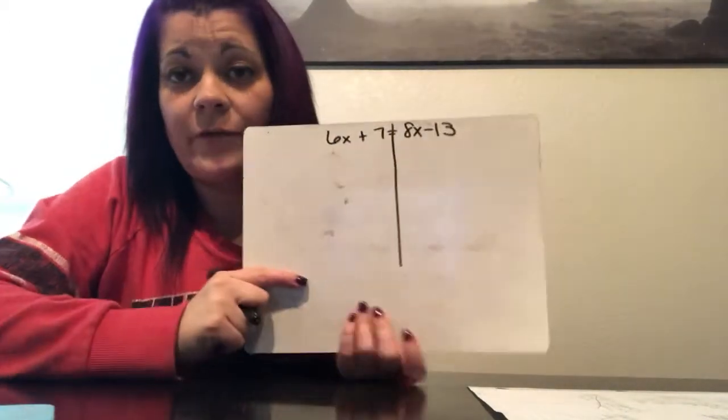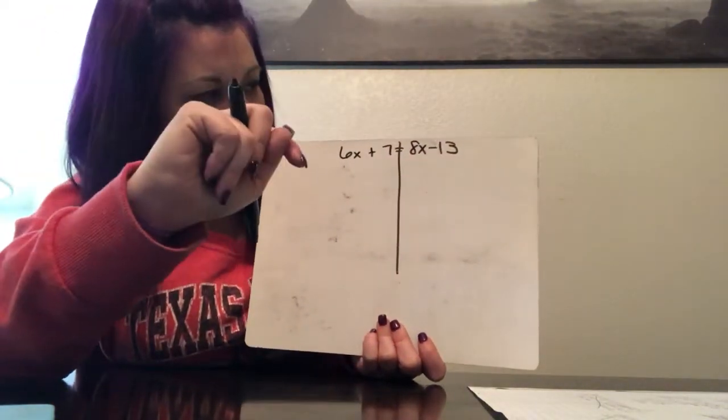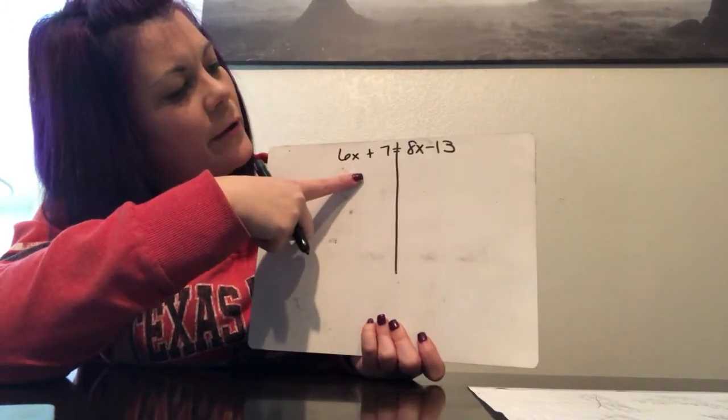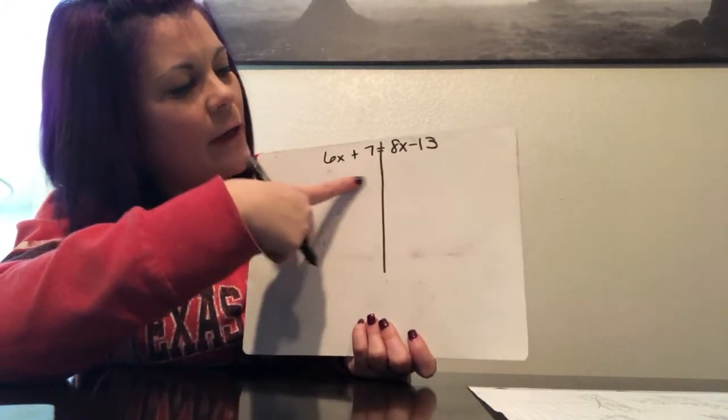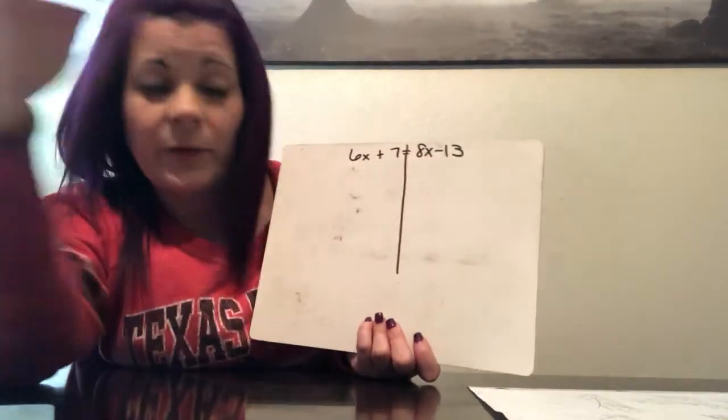Okay, now we're going to get a little harder, where we have variables on both sides. So 6x plus 7 equals 8x minus 13. Okay, first step, check for distributive property. No, so we can move on. Second step, check to see if you can simplify. No, we can't simplify anything anymore. No like terms. So we check that step, we can move on.